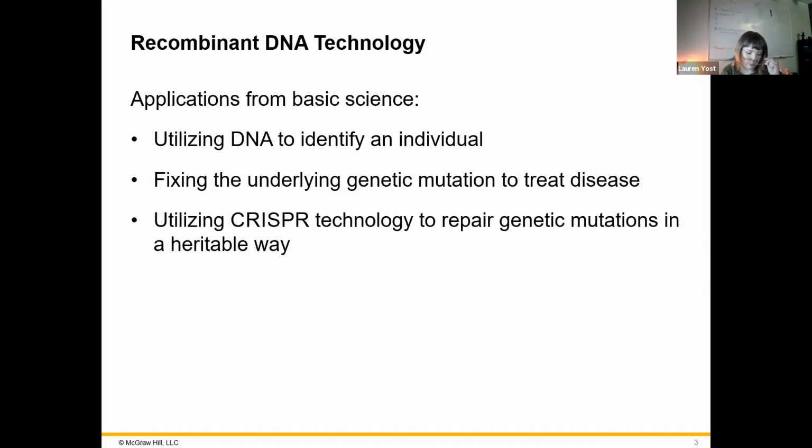So most genetic engineering, we're going to be talking about using our knowledge about DNA and the technology we have developed to understand DNA, using that to identify people from one another, like forensic evidence, fixing genetic mutations to treat diseases, using CRISPR technology to repair genetic mutations in a heritable way, so that we no longer have to pass on whatever genetic abnormality we might have to our children. They can have a normal genetic life. And then recombinant DNA technology also allows us to produce human proteins in non-human organisms.